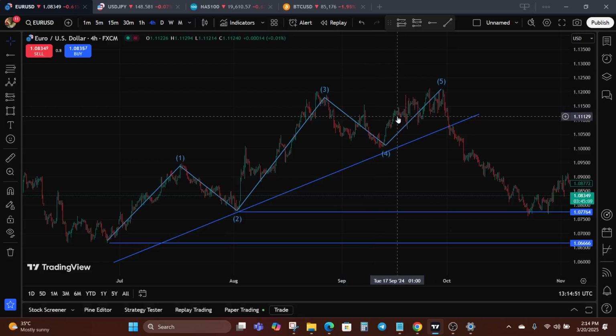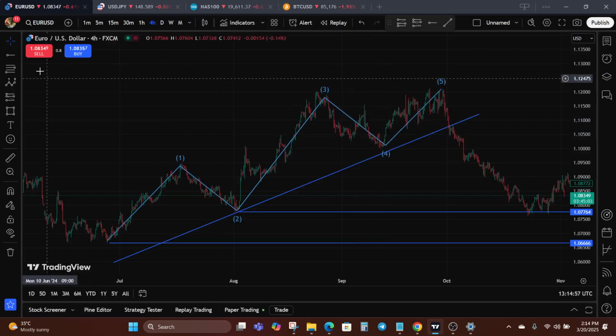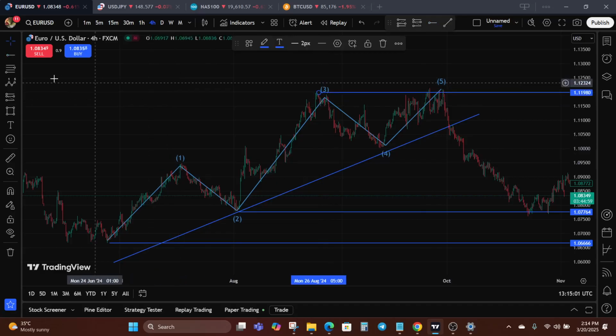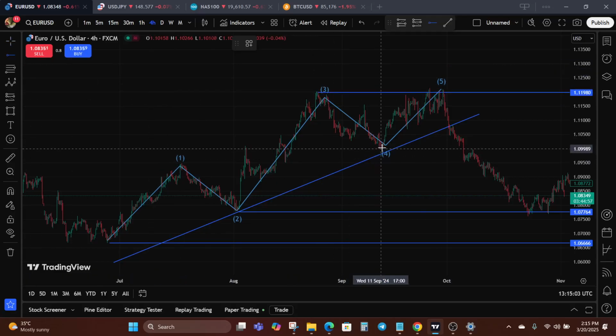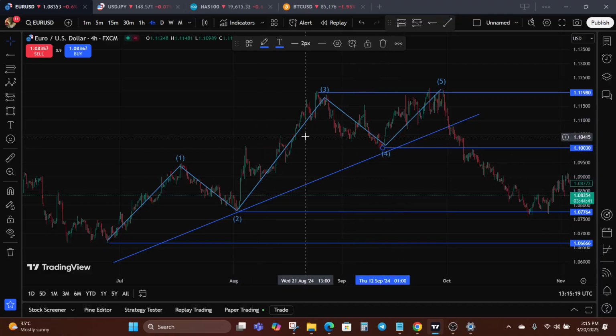And then wave 4 is just the corrective wave that usually does not retrace more than 50% of wave 3. So you will notice now that wave 3 ended somewhere around here, and then wave 4 you can see ended somewhere around here. So usually on a normal basis, wave 4 does not retrace more than 50% of wave 3. So you can see this is how long wave 3 was, and you can see that wave 4 did not retrace more than 50% of wave 3.